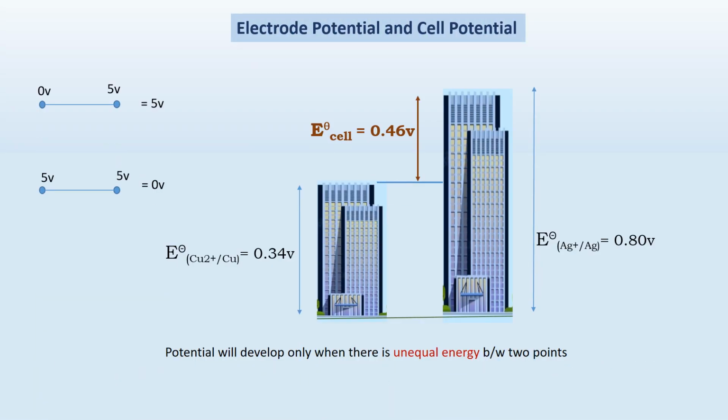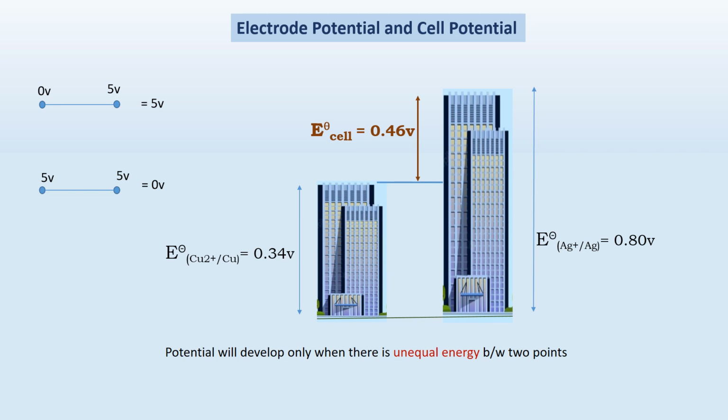Before going to the Nernst equation, we should know what potential is, and why the potential is developed in the electrode as well as in the cell. For this, I have created two scenarios. One is the potential difference between 2 points. First we will see the potential difference between the 2 points. Before that, the potential will not develop when there is equal energy between the 2 points. If you consider the 2 points as I have shown in the figure, 0 volt and 5 volt.